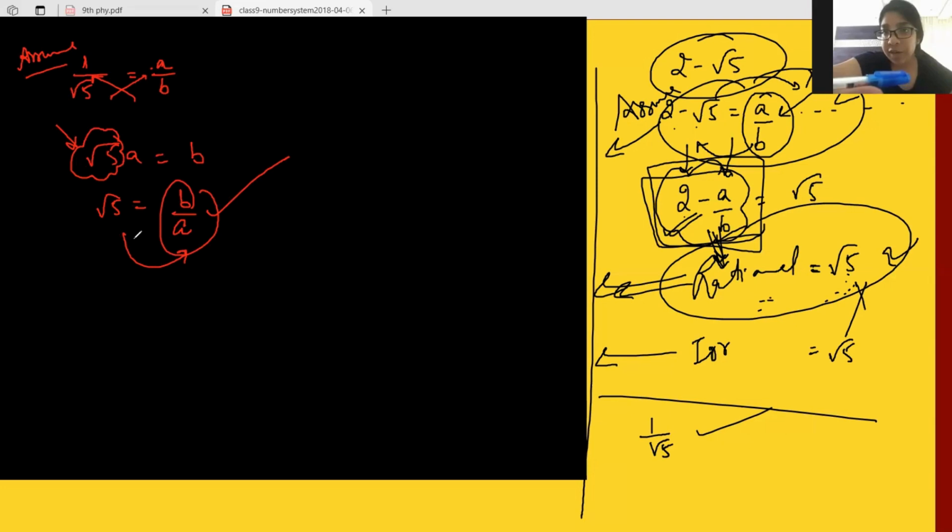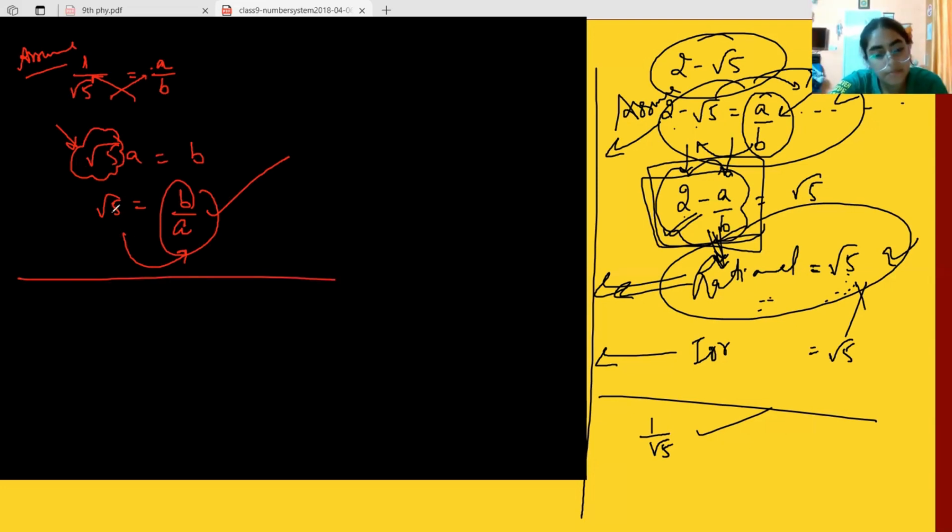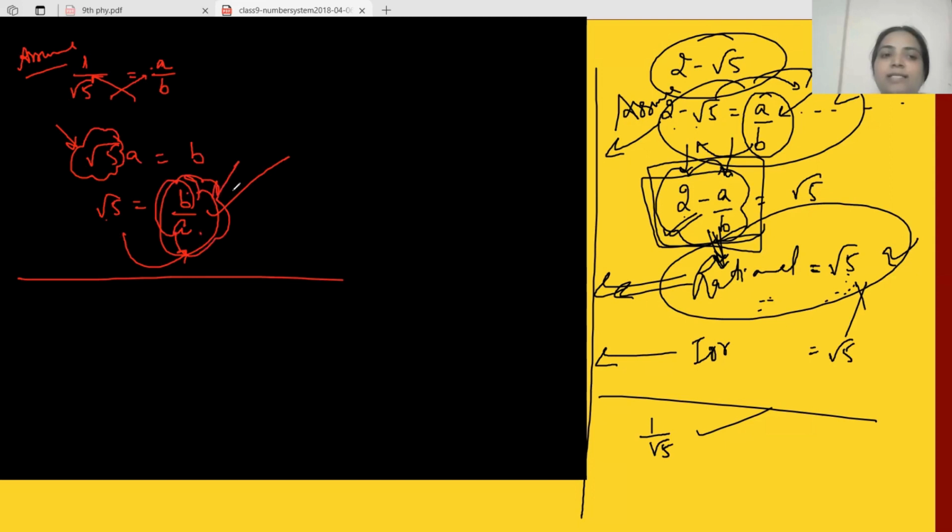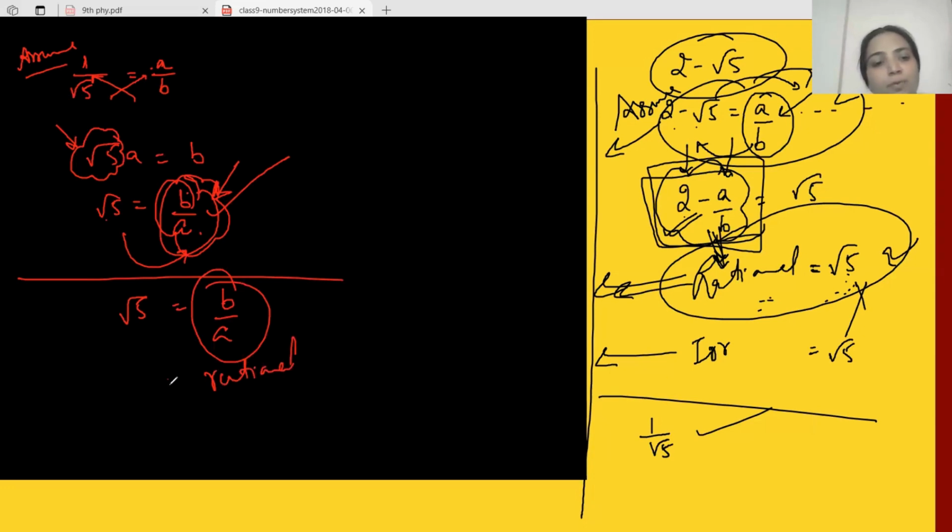हम लास्ट वाला नहीं समझ रहे. Can you repeat, please? बच्चा देखो यहाँ पर if you have proven b by root 5 is equals to b by a, you know b by a is what? That is irrational. You know root 5 is equals to b by a, which is rational. So now you are proving root 5 equals to rational, which is not true.